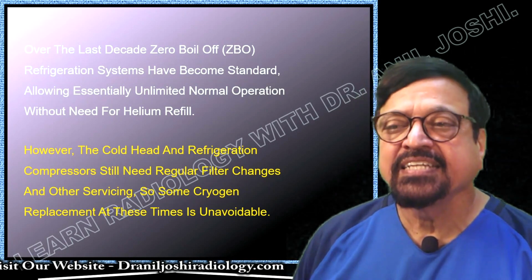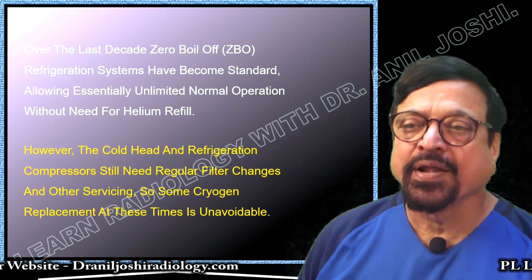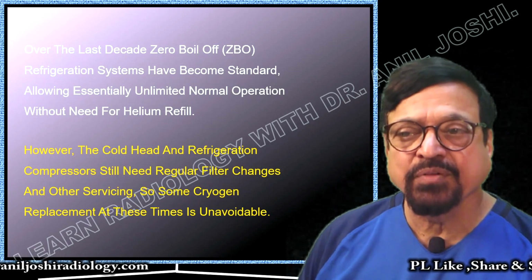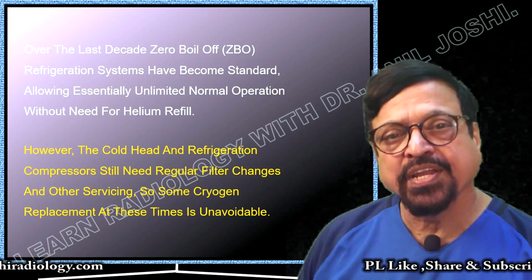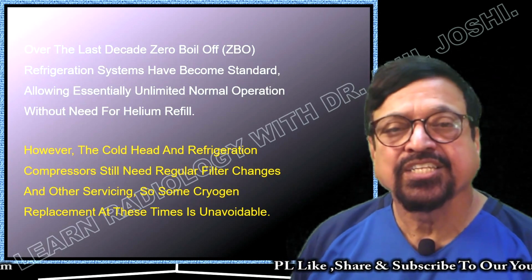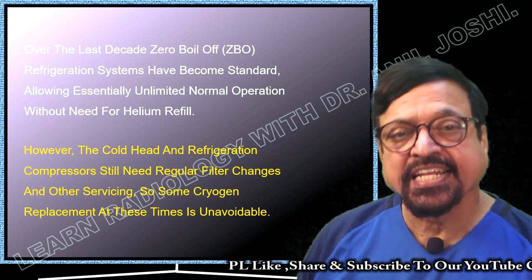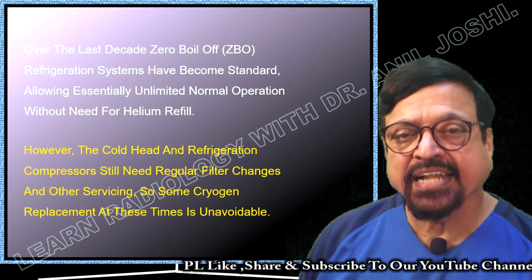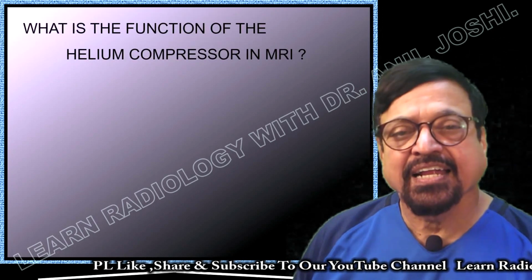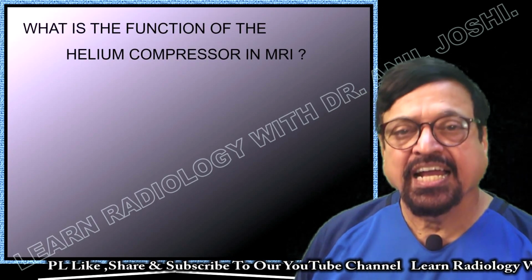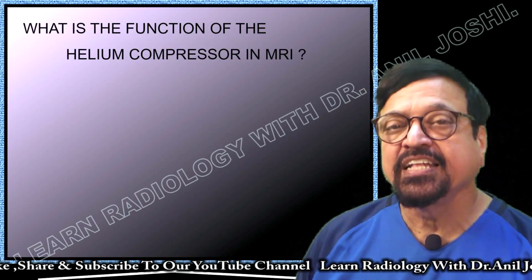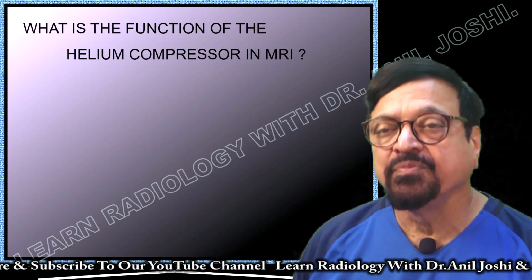Cryogen replacement at this time is unavoidable. So what is happening is we have to give the servicing and check the parts. We also need to change certain components of the machine to increase efficiency, because otherwise the helium will be lost more. This achievement in technology as well as design has made it possible to think that there can be a machine with zero loss of helium.